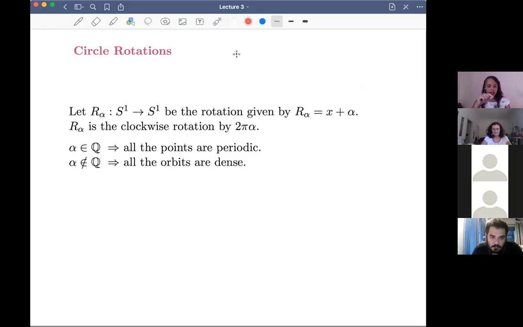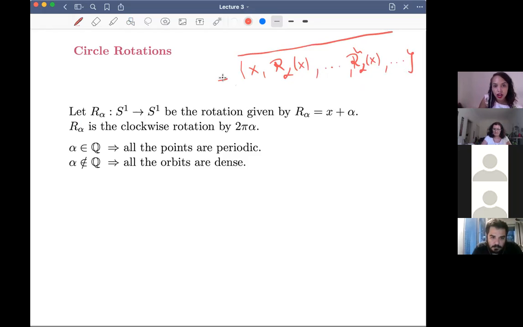It means that if you write the orbit of a point, we call it x, then alpha x, and so on, and so on. So this set, the closure of it, is the whole circle. So it's going to keep iterating and never close, because alpha is irrational. You are just rotating your circle clockwise. The points never close, the orbits. So each point has a dense orbit.